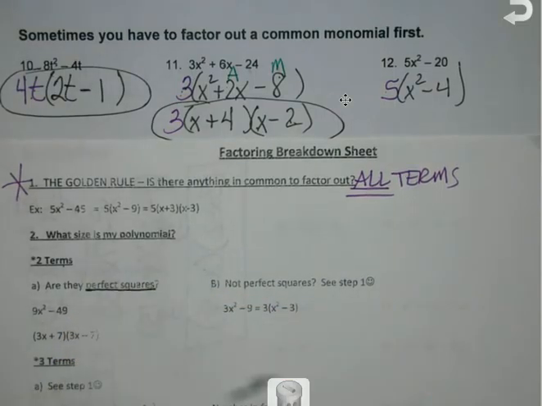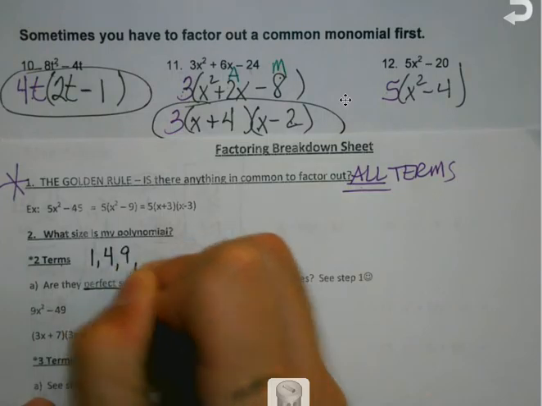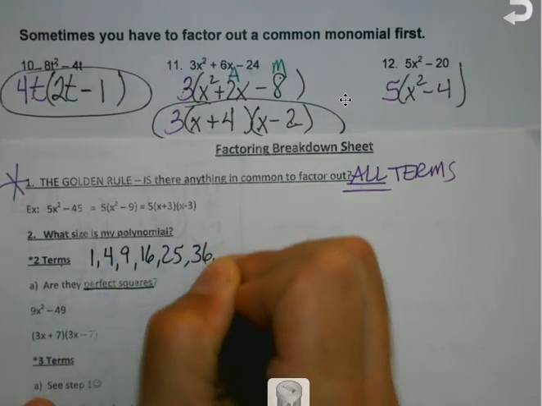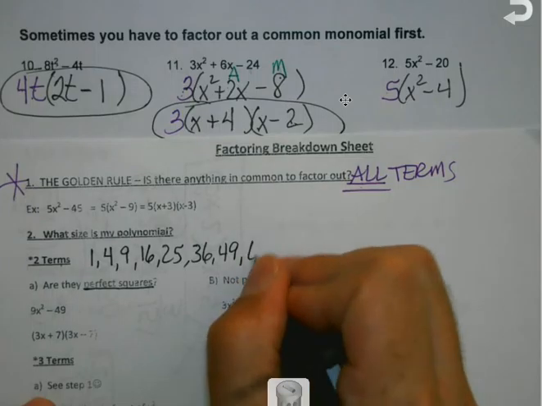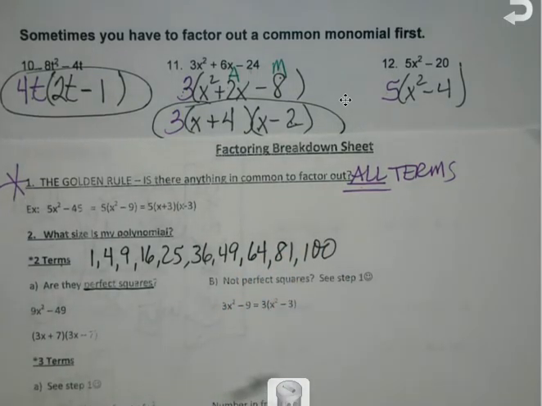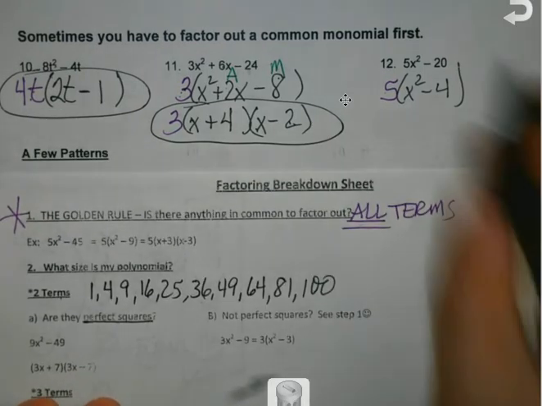Are they perfect squares? Perfect squares. You know, when you multiply a number by itself and you get an answer. The numbers that I've written right here are all perfect squares. If you ever see those in a problem, more than likely you're going to be able to do something to factor it.